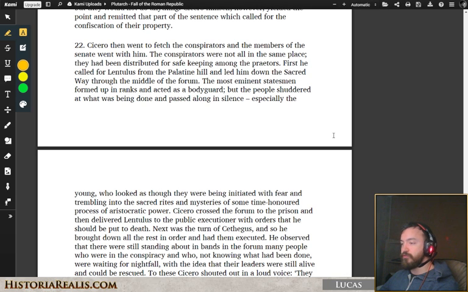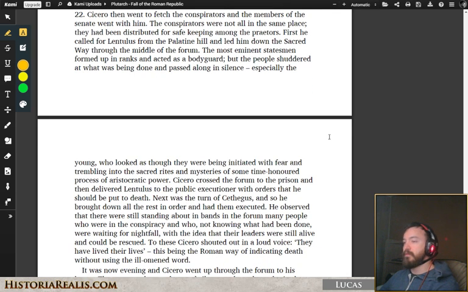Cicero crossed the forum to the prison and then delivered Lentulus to the public executioner with orders that he should be put to death. Next was the turn of Cethegus, and so he brought down all the rest in order and had them executed.